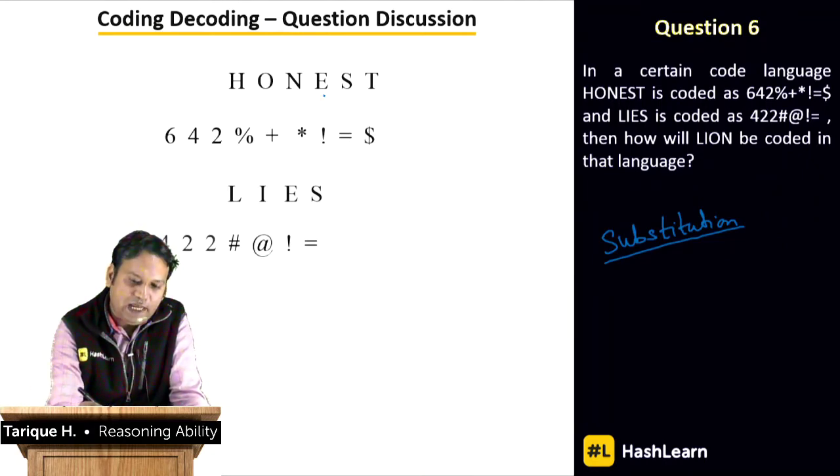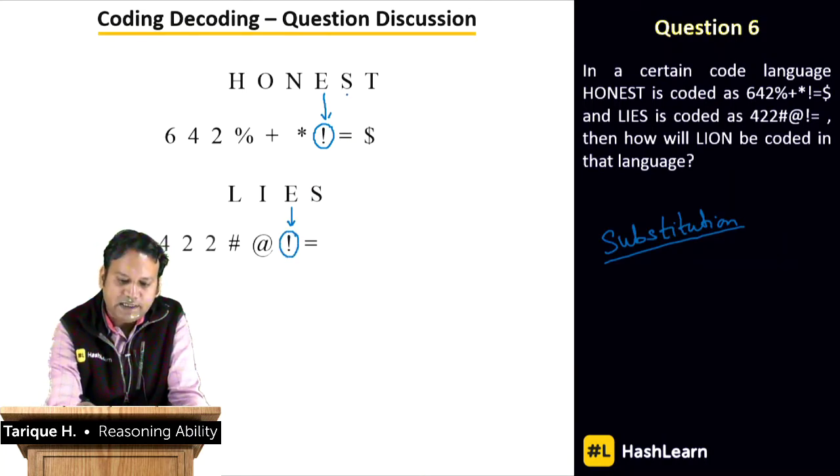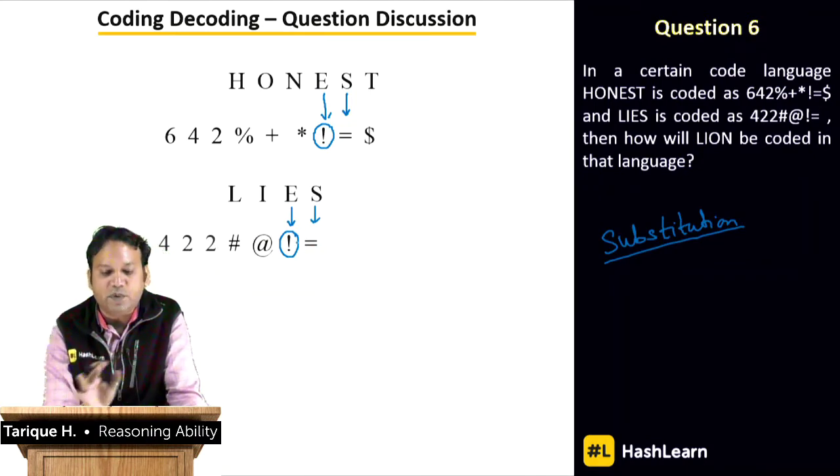Look at the letter E and look at the code for this letter E, that is your exclamation mark. So here again E is an exclamation mark, so that's the same, right? So that's one thing. Second, if you look at the letter S here and look at the code for the letter S, it's equal to, and in this case also S is coded as equal to, so we can see that it's a substitution coding.